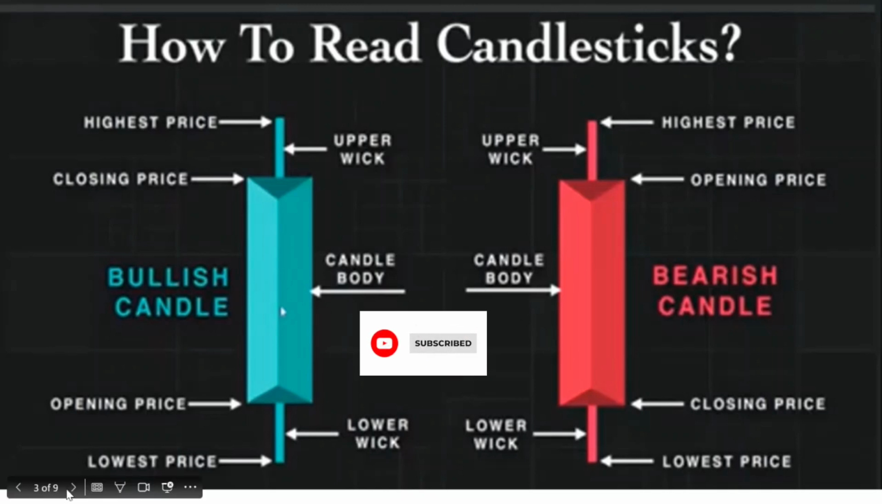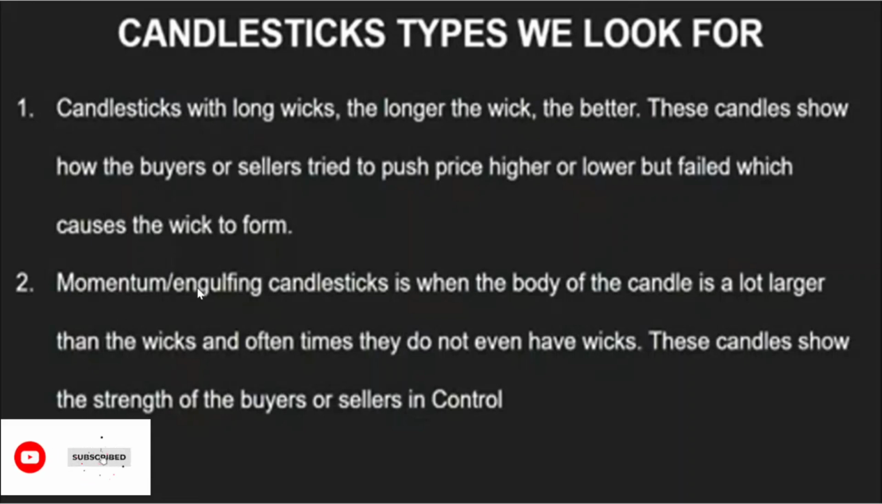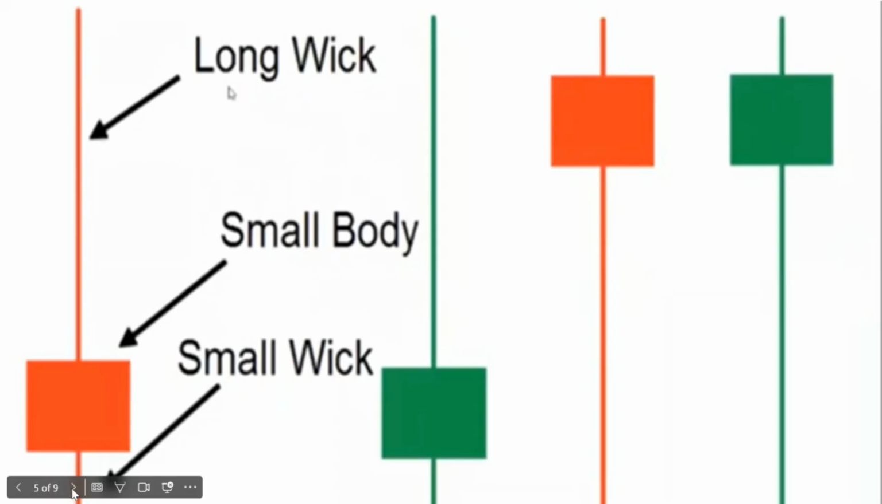So let's head back to number two. Number two, have momentum. Momentum engulfing candlesticks is when the body of the candle is a lot larger than the wick, and oftentimes they do not even have wicks. These candles show the strength of the buyers and the sellers in control. Let me put you through an example on that.